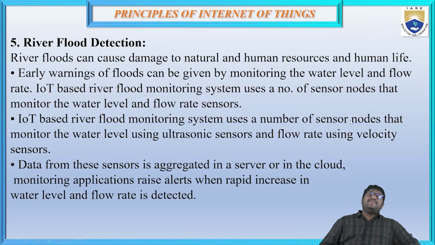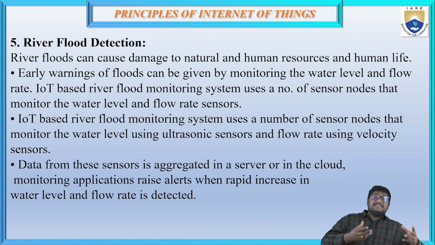And the next factor is river flood detection. Floods cause damage to natural as well as human resources, and affect human life. Early warnings for such floods are given by monitoring the water levels in rivers or in the sea, which are calculated by our IoT systems. Ultrasonic sensors and flow rate velocity sensors are placed, and they automatically send data to the river flood monitoring system.